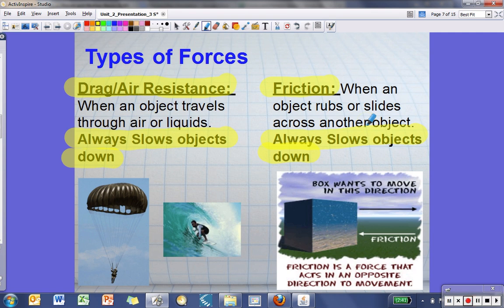The other thing too is there's one more area that most kids don't think about. There's one extra spot of friction, and that's actually probably bigger than the wheels touching the ground. So think about where two objects in your car are touching one another and one's moving. That always causes friction. All right, again, these two always slow your object down.